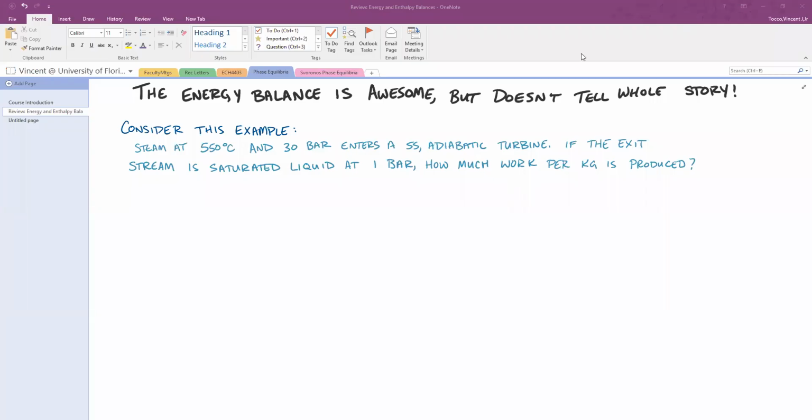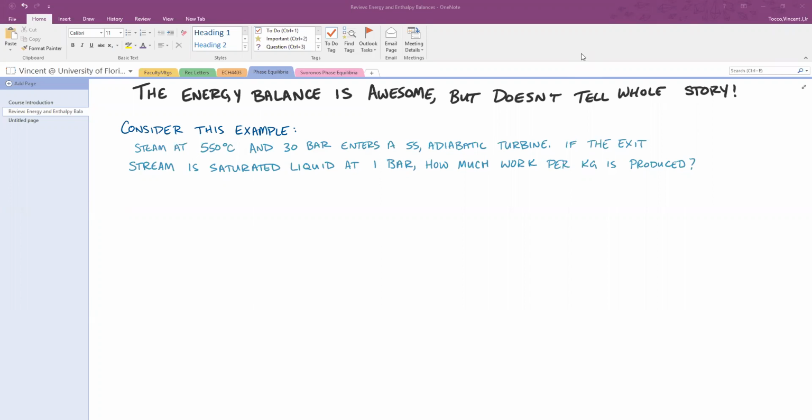In the last couple of videos, we reviewed the energy balance, which is personally one of my favorite equations. And for as awesome as it is, it has a fatal flaw: it doesn't tell you the whole story. So consider this alternative example. If we have steam at 550 C and 30 bar, and it enters a steady state adiabatic turbine, and the exit stream is saturated liquid water at 1 bar, how much work per kilogram is produced?